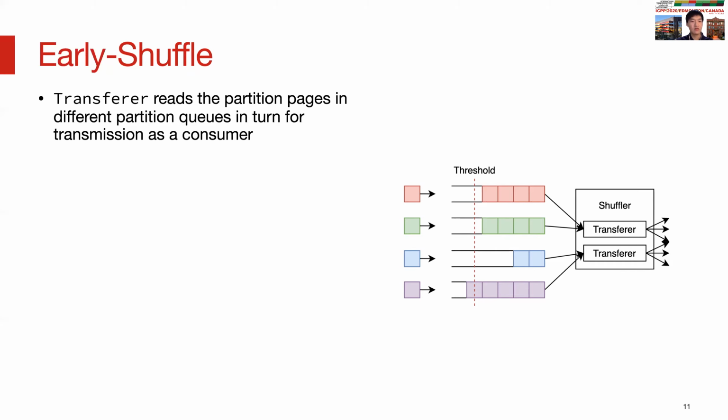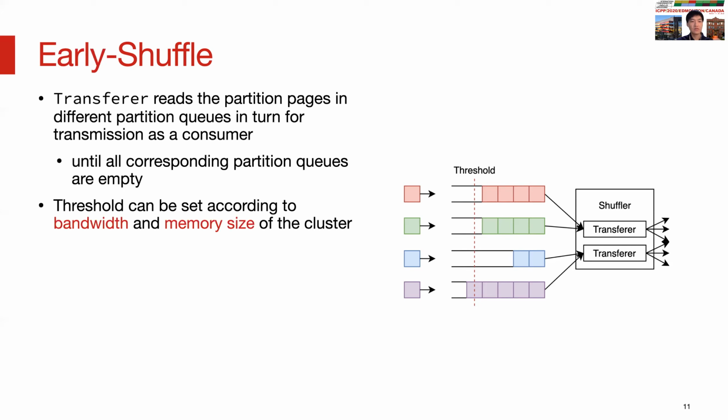During the early shuffling, the transferer reads the partition pages in different partition queues in turn for transmission as a consumer. The transferer continues to transmit until all corresponding partition queues are empty. Users can set different trigger thresholds for tuning based on the network bandwidth and memory size of the cluster.